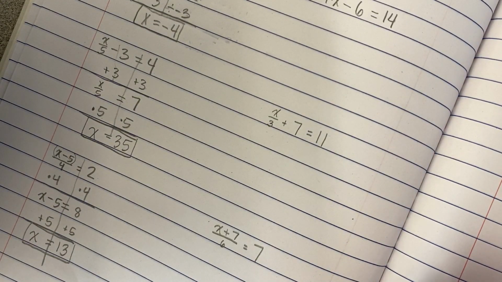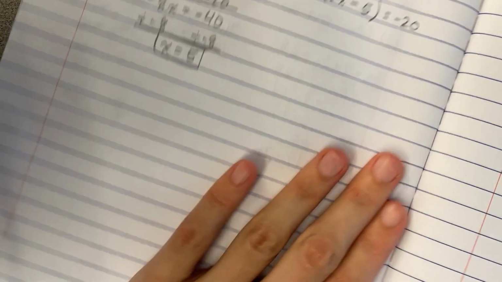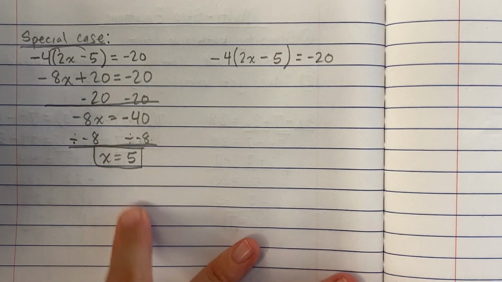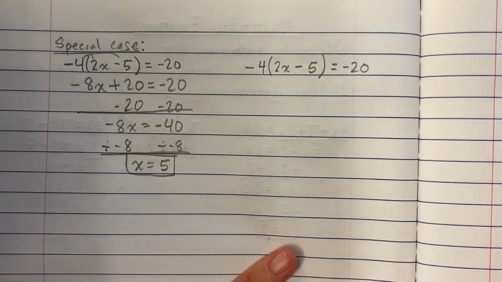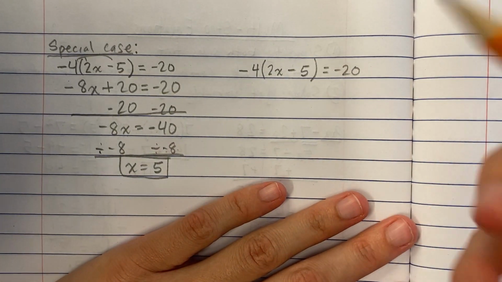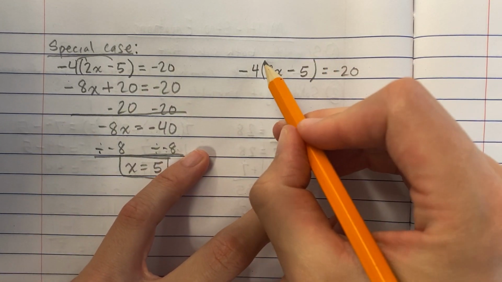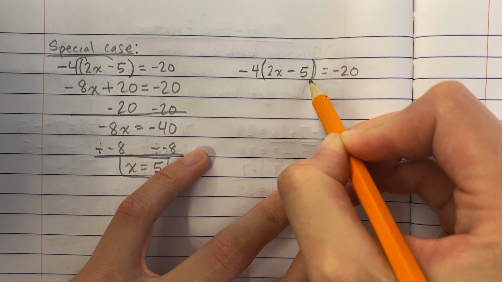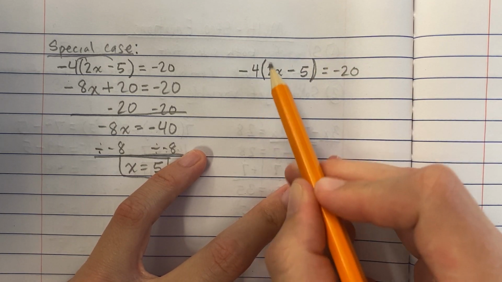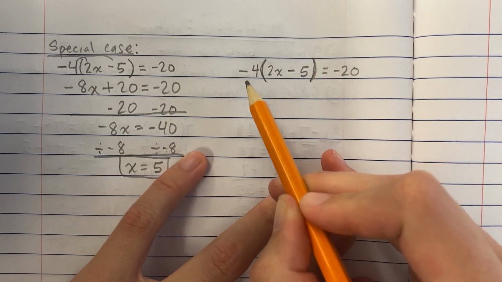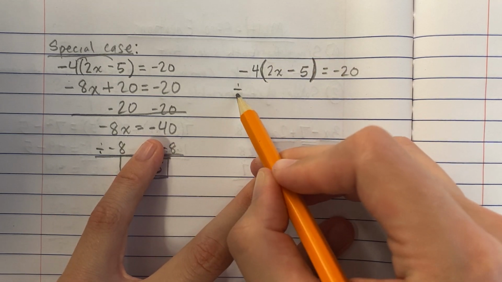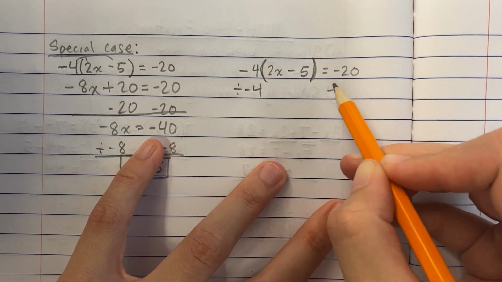Okay, so the first method we used was something that's pretty familiar to us, right? We distributed, then we solved. Now, I want to show you another method because for some of you, you might feel like it's easier. So another method is I could look at this and say, you know what? This -4 is being multiplied by these parentheses, so I can get rid of the -4 first by dividing by -4 on both sides.